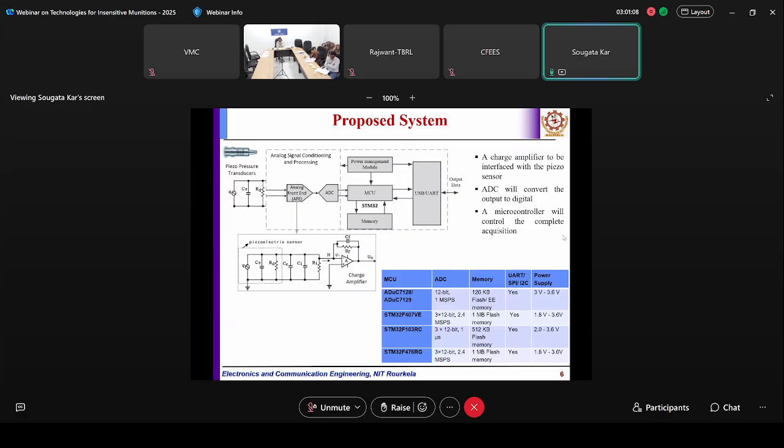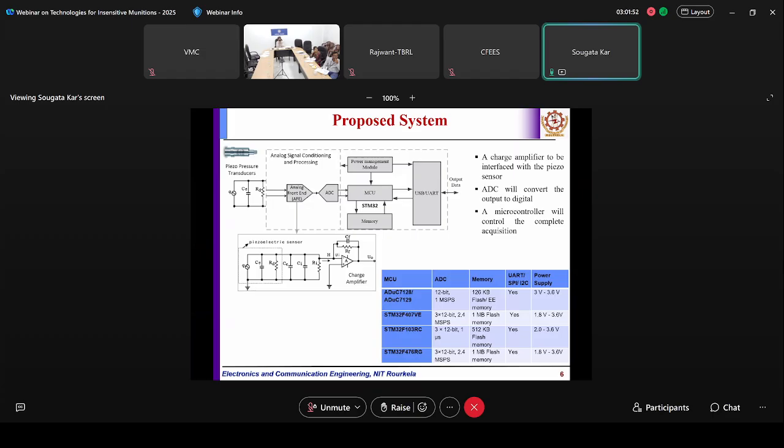As we all know, these sensors are basically piezo sensors, so charge is generated. That charge must be converted to equivalent voltage, and the first block is a charge amplifier, which converts the charge into equivalent voltage. Then there will be one ADC, with either 10-bit or 12-bit resolution. The complete process is controlled by a microcontroller unit, which will be connected through either USB or UART, through which we can retrieve the information, program the microcontroller, and set different parameters.